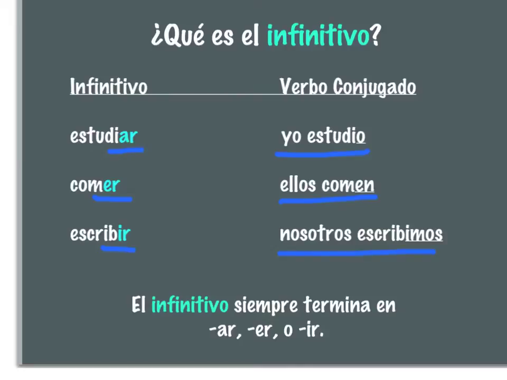Correcto, we write. Entonces, el infinitivo siempre termina en AR, ER o IR. Y en inglés, el infinitivo siempre tiene to. To study, to eat, to write. Those are all the infinitive forms in English.